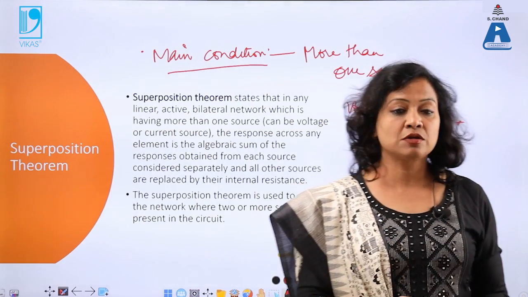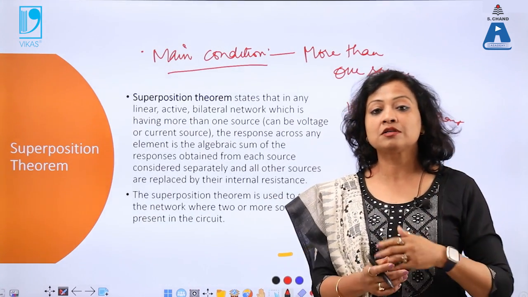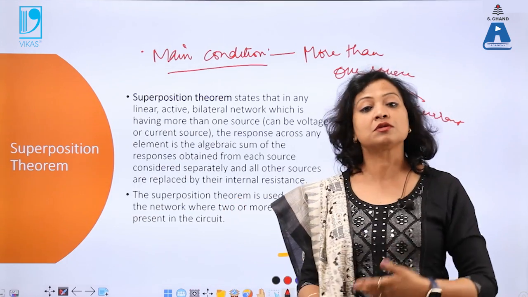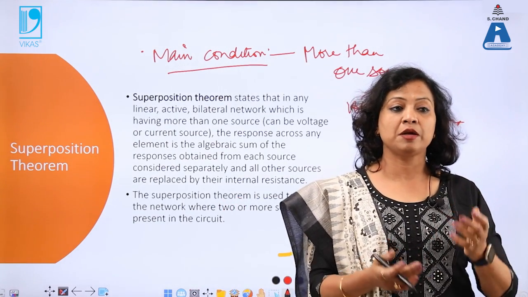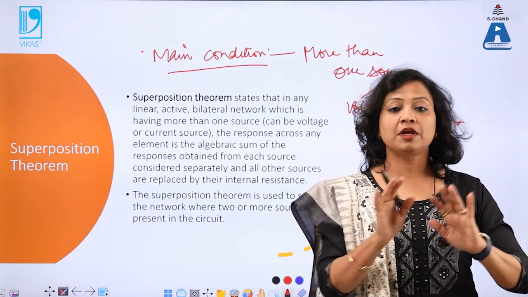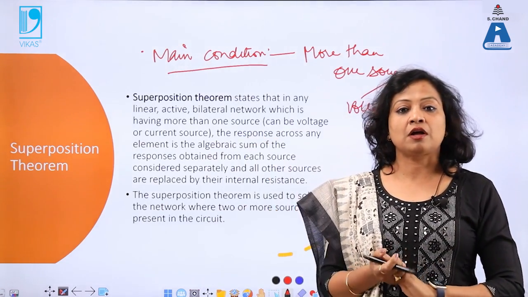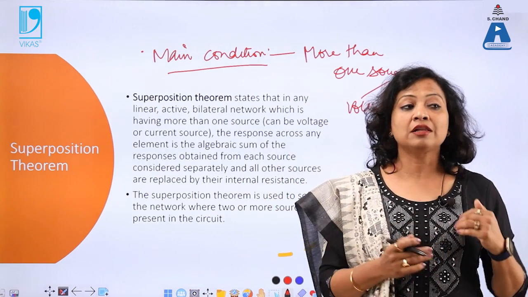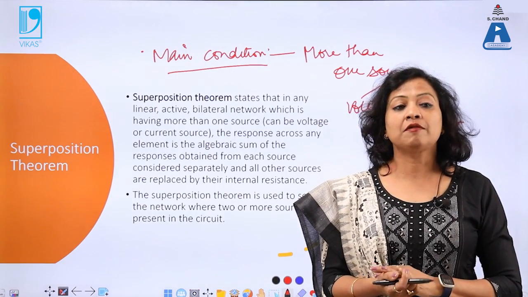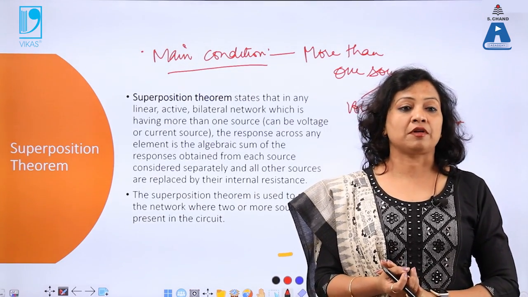So if there is more than one source, we keep one source at a time, and then we find out the result because of that source. Result in the sense may be current or voltage in a particular branch. Then we repeat the same process with other sources, and current or voltage in any branch is the algebraic sum of current or voltage because of all the sources as if they are alone. So we consider one source at a time, then find out output from second source, from third source, and then we find out the algebraic sum. Algebraic in the sense we consider the direction. Accordingly we find out whether it will be plus or minus based on the input reference given.